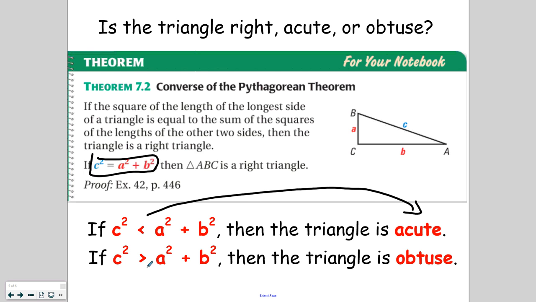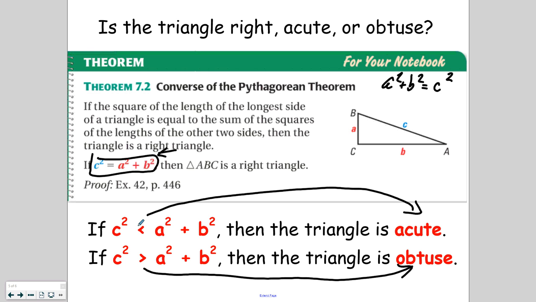If c squared is greater than a squared plus b squared, then the triangle is obtuse. So greater than is going to correspond to obtuse. This only works if we set up the Pythagorean theorem this way. Obviously we can do it if we write a squared plus b squared equals c squared, but then these aren't going to correspond to acute and obtuse. So we can just think about it: if c squared is less than, then the triangle is acute. If c squared is greater than, then it's obtuse. Hopefully that makes some sense.